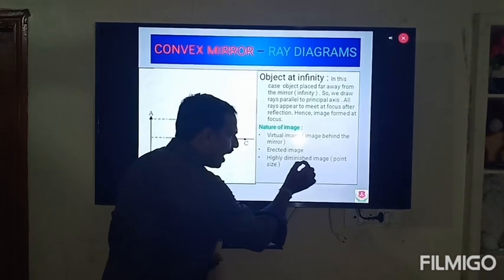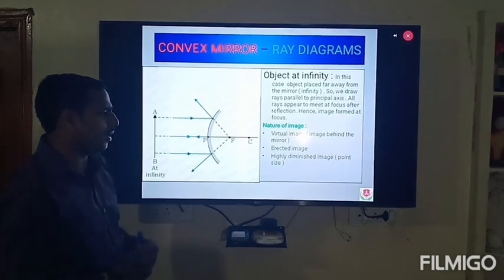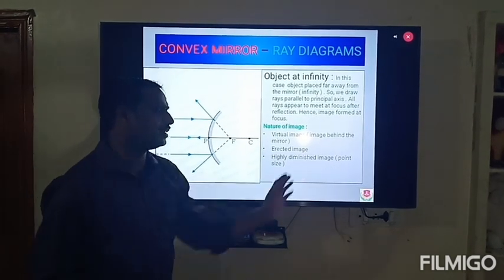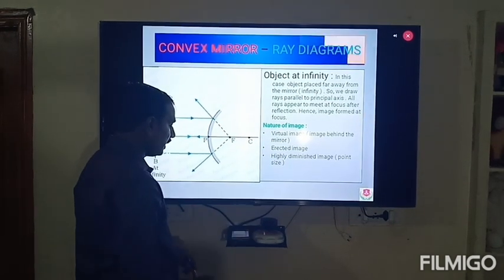But it is a highly diminished image that we observe in this case. Highly diminished means a very small image at the focus, and simply we can say that it is a point-sized image. Okay. Then the next case.